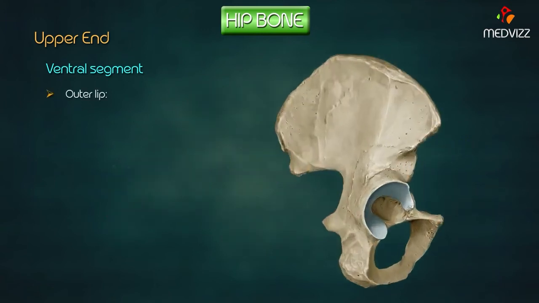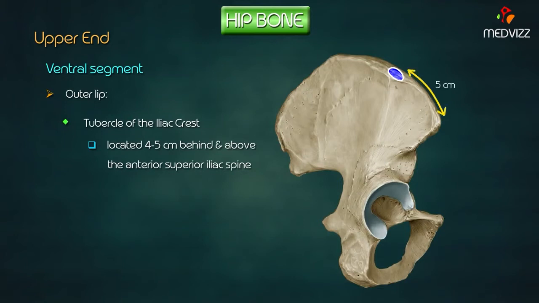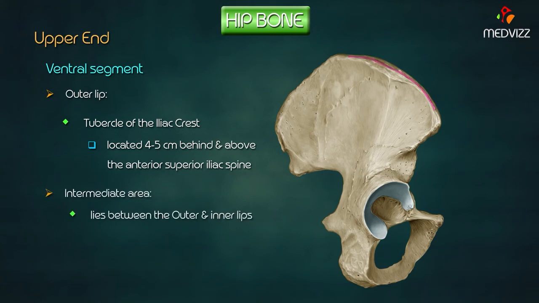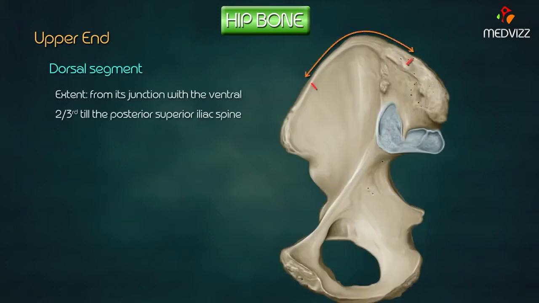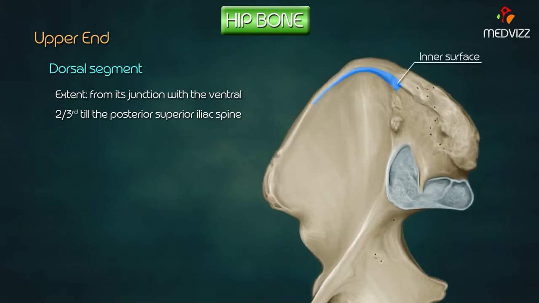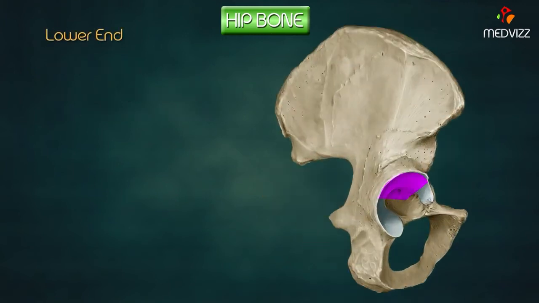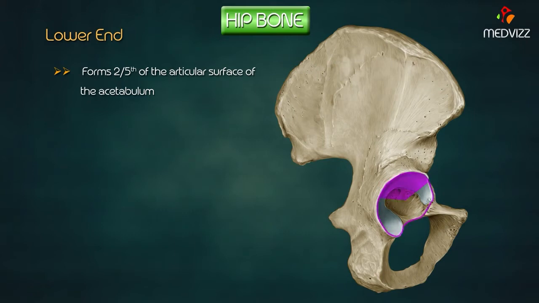The outer lip presents with a tubercle about 5 centimeters behind and above the anterior superior iliac spine and is known as the tubercle of the iliac crest. The intermediate area lies between the outer and inner lips. Dorsal segment. It extends from its junction with the ventral 2/3 till the posterior superior iliac spine. It presents an inner and outer surface separated by a ridge. Lower end. It is smaller and forms about 2/5 of the articular surface of the acetabulum.